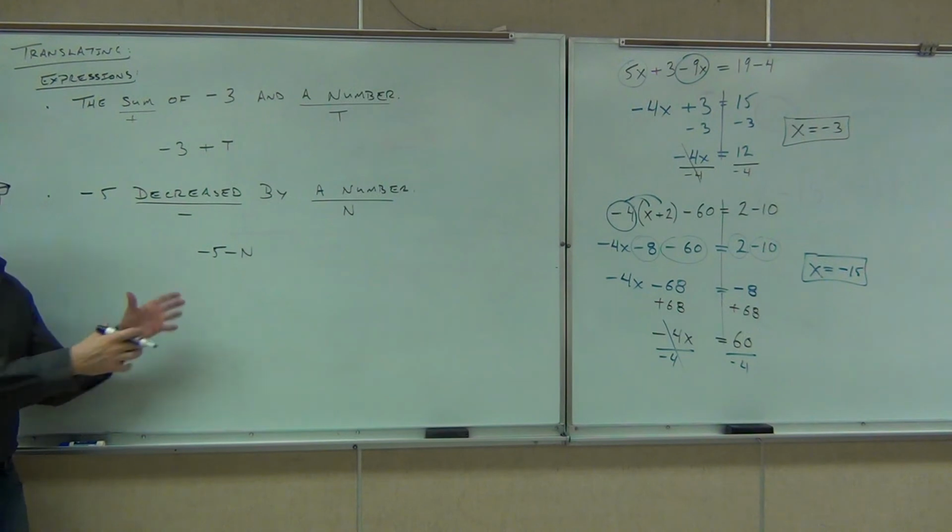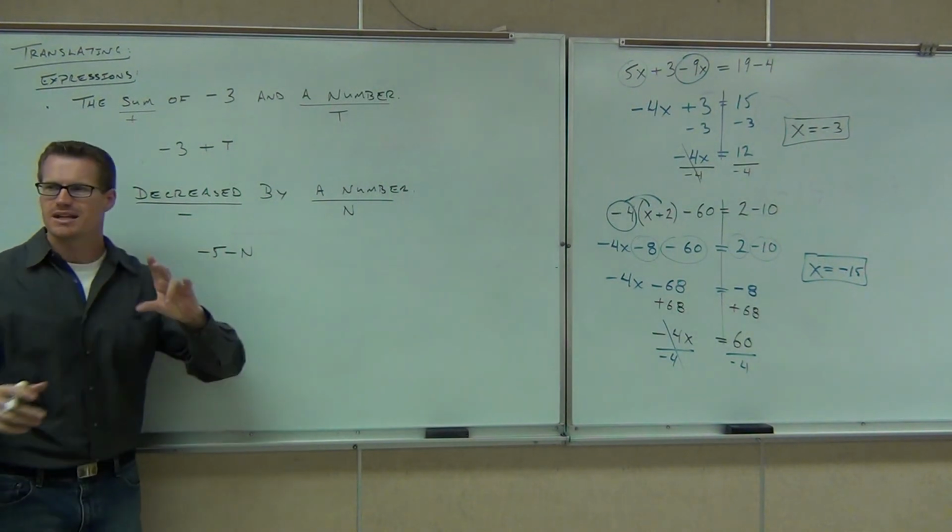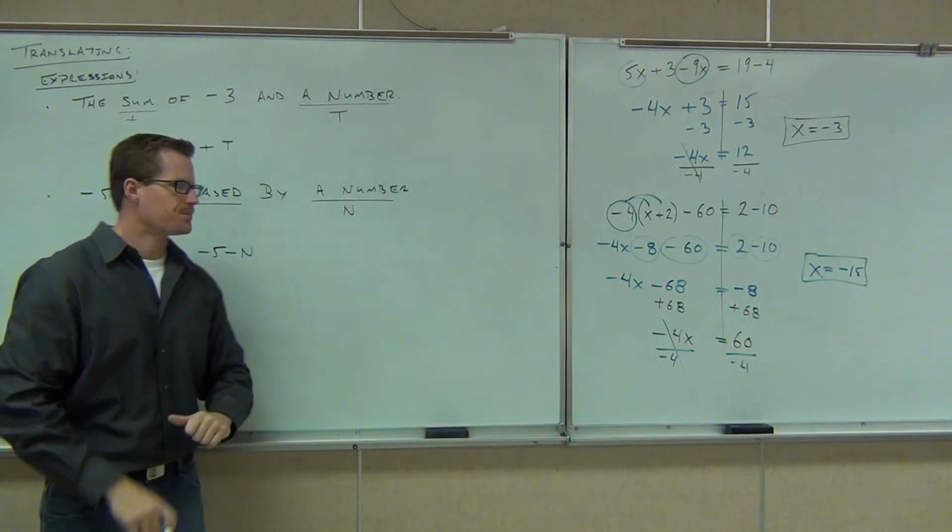-5 minus n. It's written that way. -5 comes first. It says decreased by. Anytime it says decreased by, that thing's coming after that.